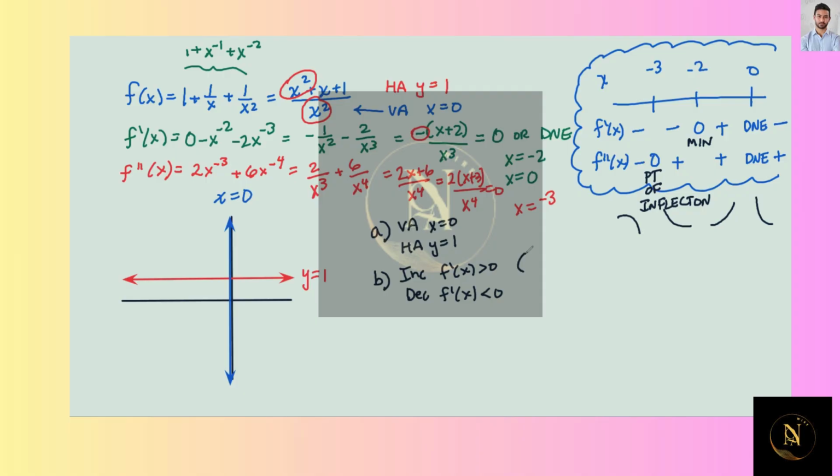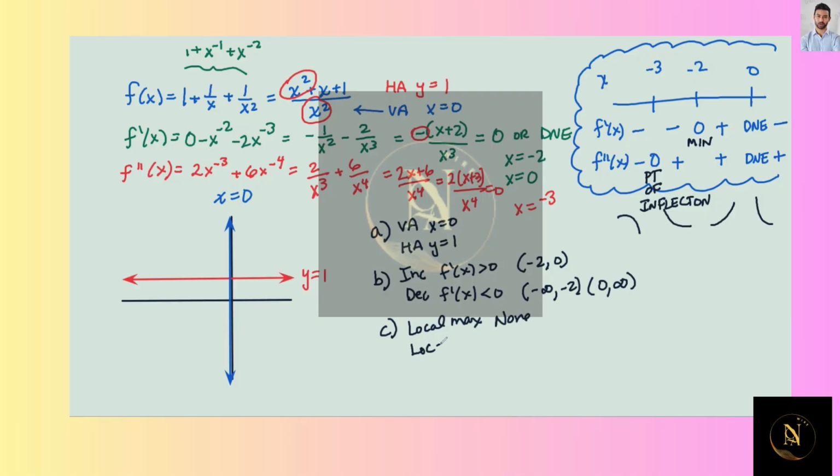We're looking for the positive interval, so minus 2 to 0 for increasing, and decreasing is from minus infinity to minus 2, and it looks like 0 to infinity. Okay, and then yeah, that's right, that was decreasing. Okay, good. Then part C was local max, we had none.